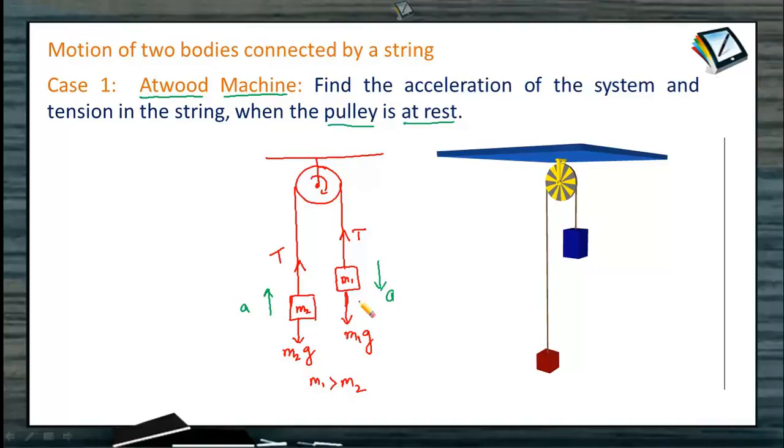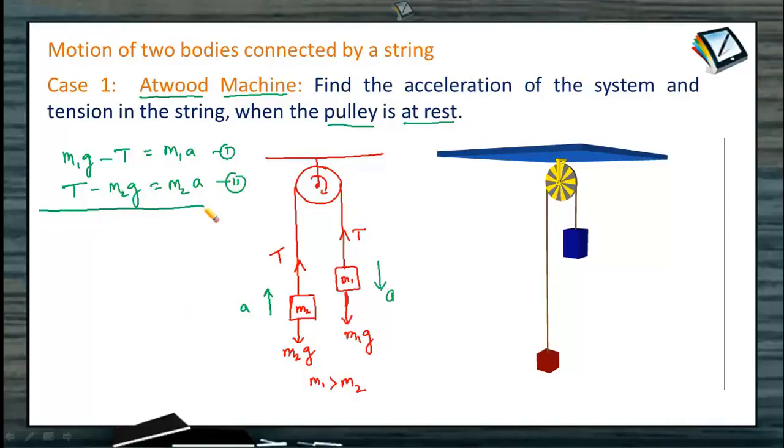Now let us write free body diagram for the mass m1 and m2. Write the equation for mass m1 and m2. m1g, since body is moving down, minus T is equal to m1a. This is our equation 1. For the second body, T minus m2g is equal to m2a. This is equation number 2.